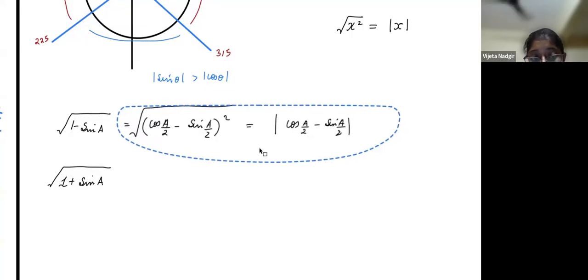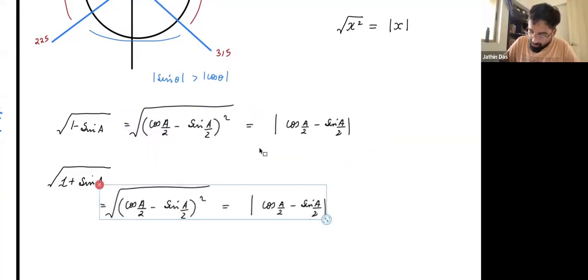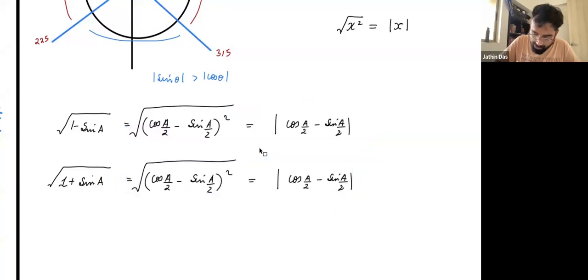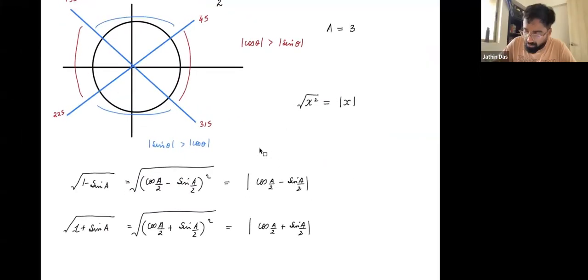Okay. Now, what will happen for the bottom one? Only a small sign change will be there. Because it's plus here, here also it will be plus, and here also it will be plus. This much clear? Okay. Now, the square.